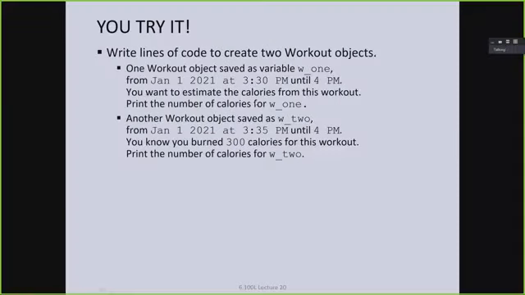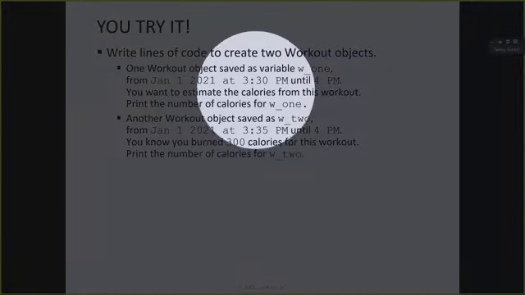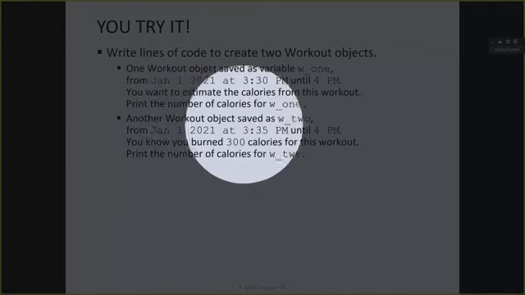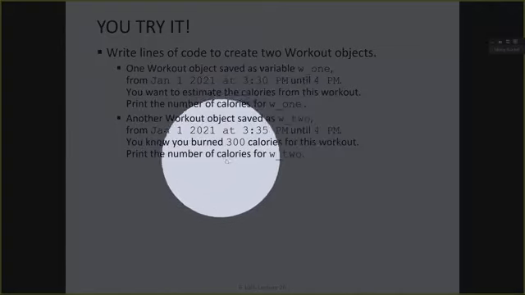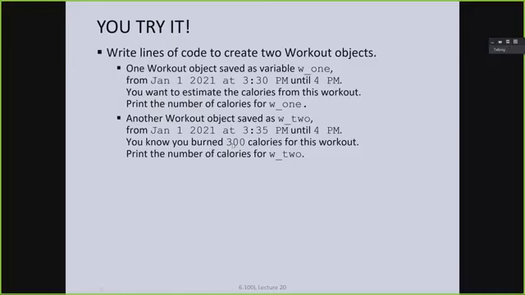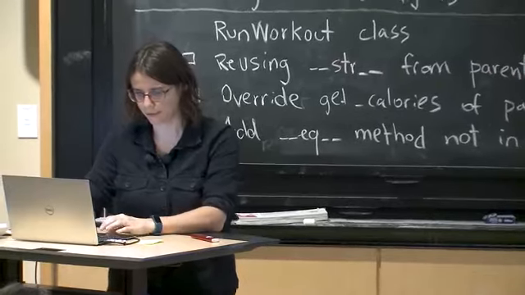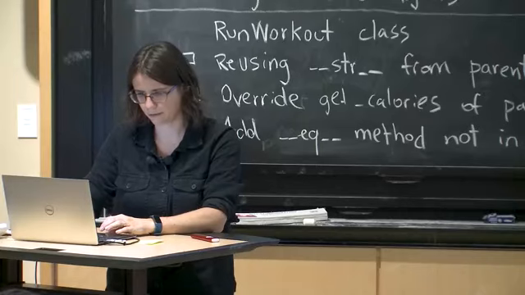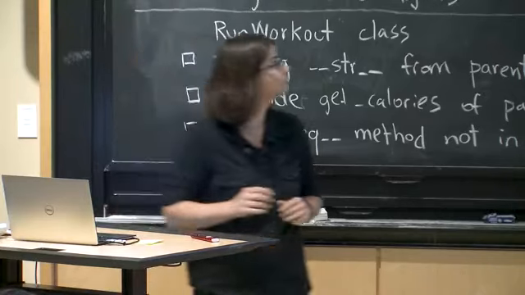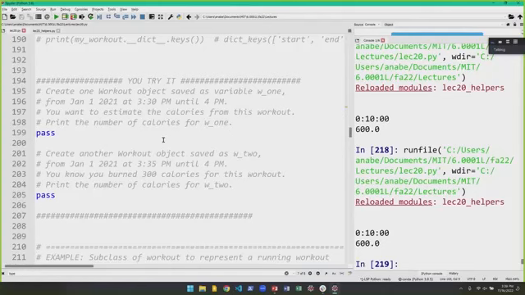You don't know how many calories you burned, and then print the value for that calories. And then the second object has the same start date, same end date, but you know that you burned 300 calories. So create these 2 objects and then print the number of calories burned. This is on line 199. And it's okay to scroll back up to the init method of workout just to see how it's implemented. No reason you should have memorized it by now.